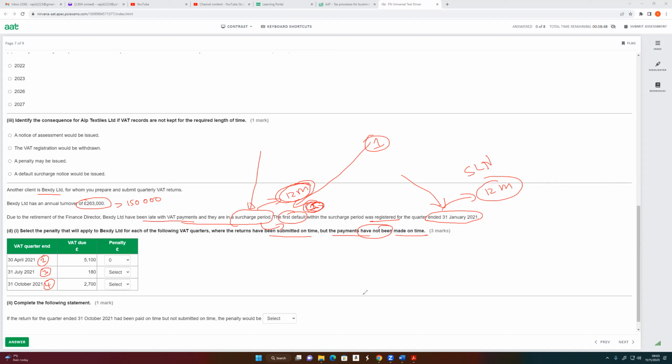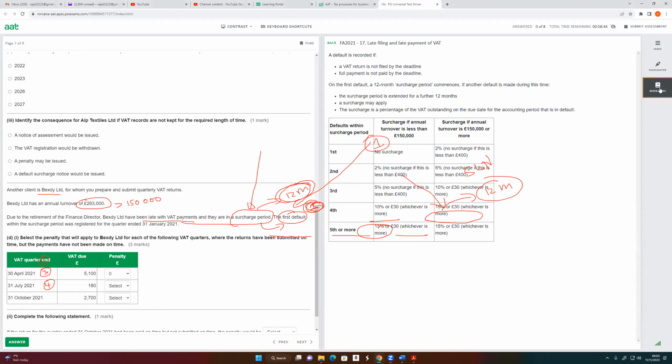Now we're going to look at our reference material to quickly have a look. What does the table say? So let's have a look. The table we have for the VAT, you can see here.